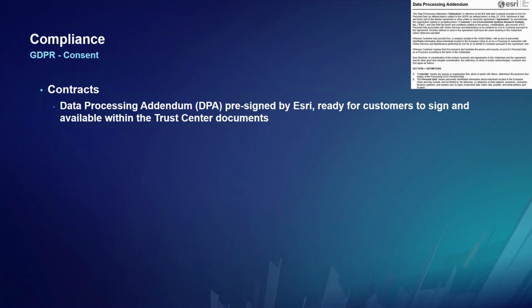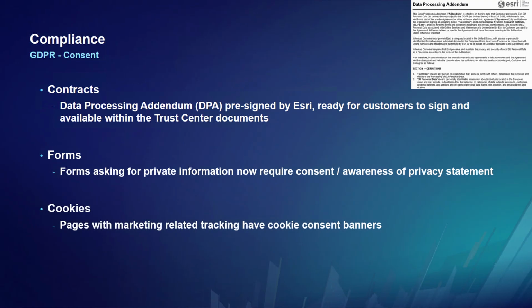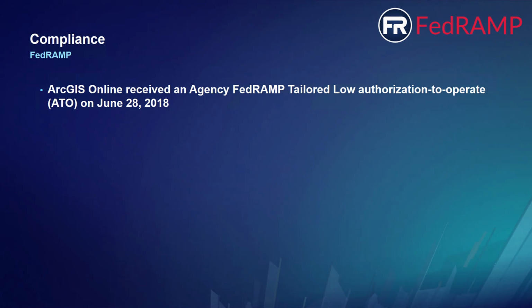As far as consent, another key aspect of privacy assurance, at a contractual level, we now have a data processing addendum, a DPA. It's pre-signed out there, ready for the customers to make use of out on the trust site. And for web forms, when we present to you a form that asks for your address information or PI about you, we also provide awareness about our privacy statement and ask for consent. As far as for cookies, pages with marketing, tracking cookies have those consent banners I already mentioned.